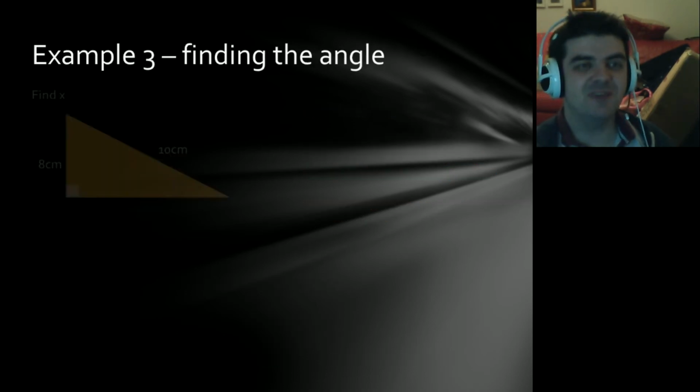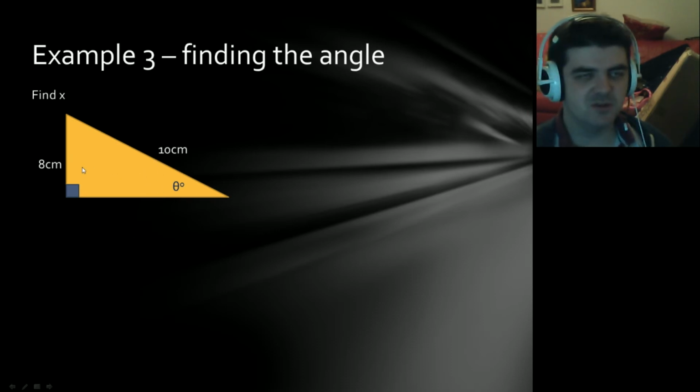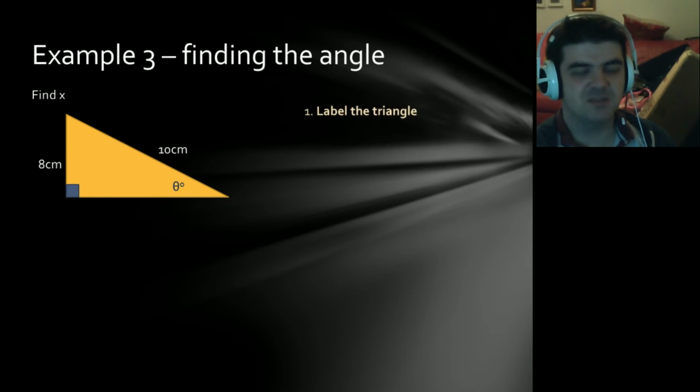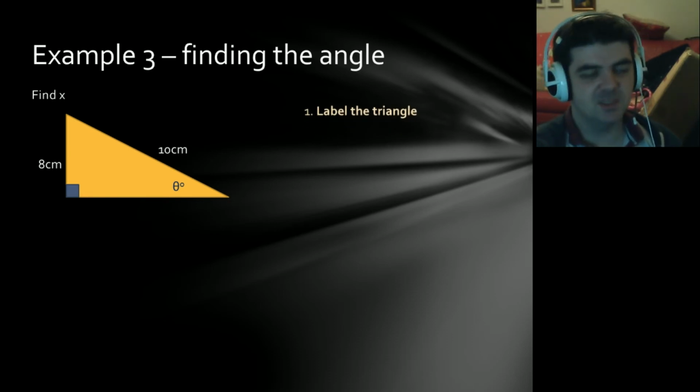What happens if we need to find the angle, like so? Our angle's down here, we've been given two sides. What do we do? Do the same steps. We still label the triangle. So the longest side is the one opposite the right angle. There's the hypotenuse there. Our opposite is the side opposite the angle, is over there, which leaves us the adjacent down here.